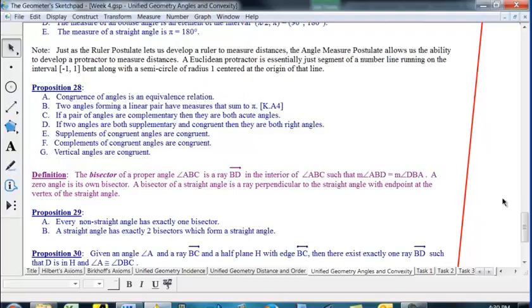Sometimes this is really several different propositions, but if they share a common theme, sometimes I'll group those together in one proposition with various parts. A definition of bisector of a proper angle: if ABC is an angle, a bisector is a ray BD in the interior of ABC such that the measure of ABD and the measure of DBC are the same. A zero angle is its own bisector. A bisector of a straight angle is a ray perpendicular to the straight angle with endpoint at the vertex of the straight angle. Every non-straight angle has exactly one bisector. A straight angle has exactly two bisectors, which form a straight angle themselves.